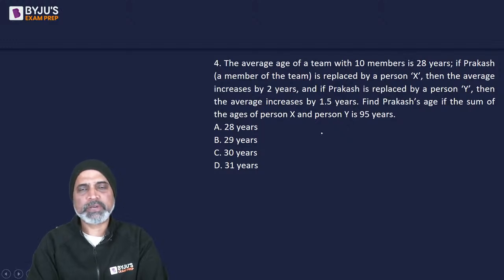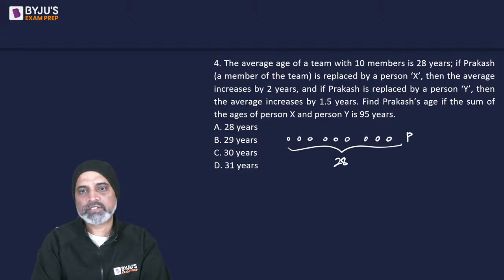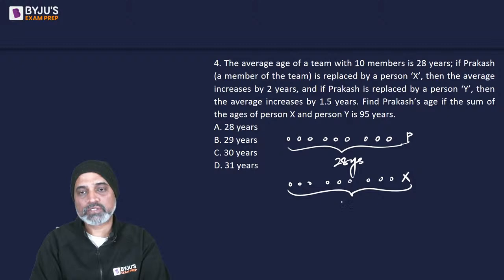So, since the replacement is being done, we can say there are going to be 9 people, right? 1, 2, 3, 1, 2, 3, and 1, 2, 3. 9 people, and then we have Prakash. The age of everyone over here is 28 years because that's exactly what average is about. Now it says if we have the same 9 people, but instead of Prakash we have a person X, the average increases by 2 years, so it becomes 30 years, right?